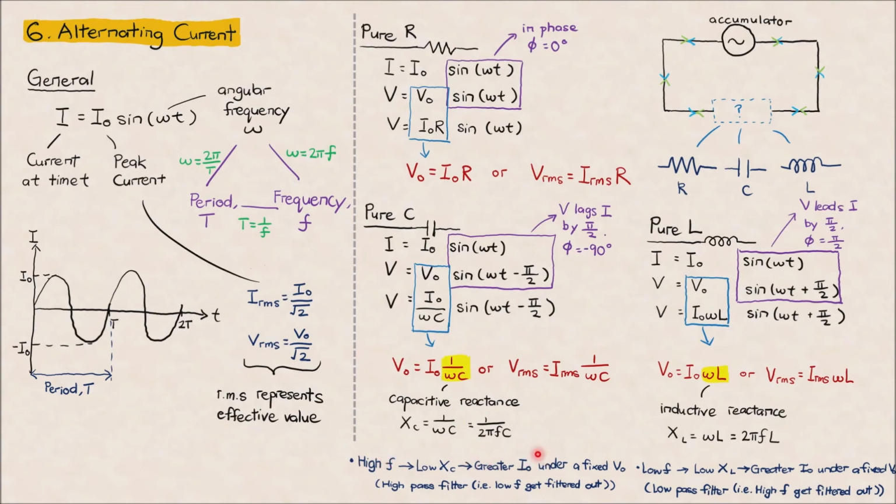So essentially we can say that the bass sound is getting filtered out in this speaker if you use a pure C circuit. So this is the purpose of having pure C and pure L circuits: to function as high pass filter and low pass filter.